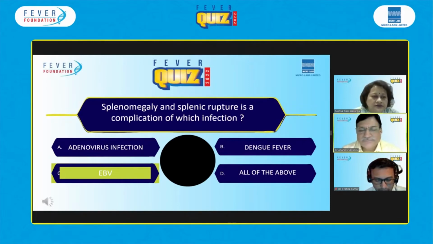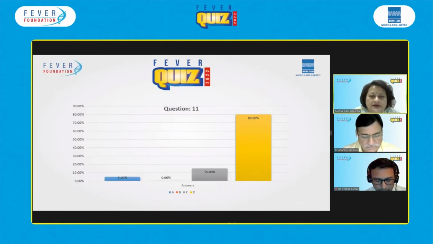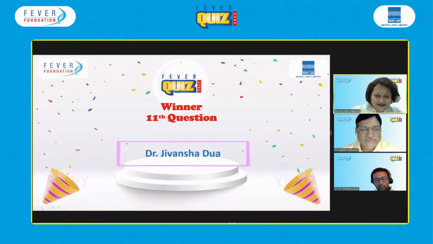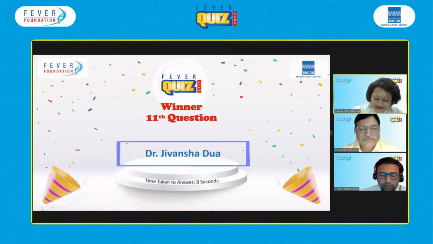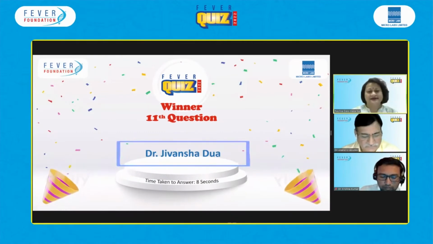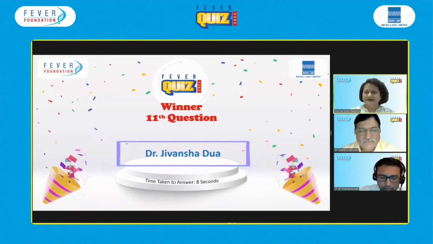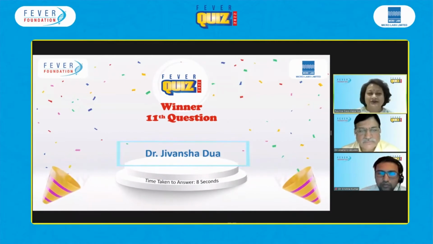Thank you. So let us look at how many people have got it correct. 80% have replied all of the above, which is not true. I think what was happening, sir, was that the questions with all of the above were very easy because they all knew that they had to put all of the above. But I think this was a googly, so they got bowled out. So let's see the 15% who got it correct. Fastest, Jivansha Dua. Very good. Jivansha, congratulations. You got a correct answer and in good time, 8 seconds. These people should remember that this is EBV and the others do not cause splenic rupture. So can we go to the next question, please?